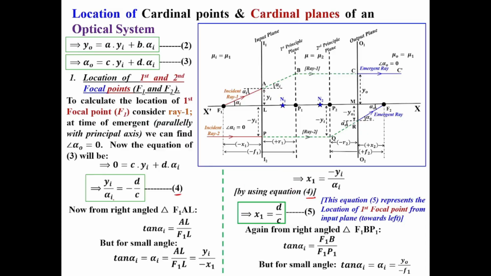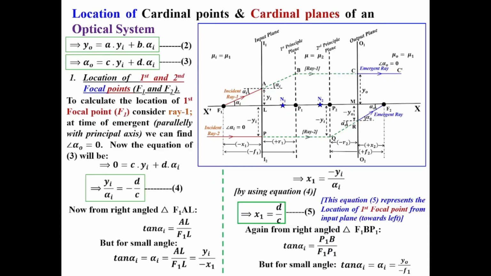Here equation number 4 is your yi by alpha I. You just compare this equation and this equation, or just use this equation number 4. What we can substitute instead of yi by alpha I? We can substitute minus d by c over here. Minus d by c, if I'm going to substitute instead of yi by alpha I, then we can find x1 equal to d by c. Let this be your equation number 5, and this equation number 5 represents the location of first focal point from input plane towards left, okay, towards left.